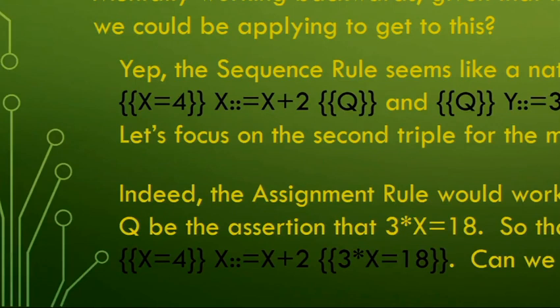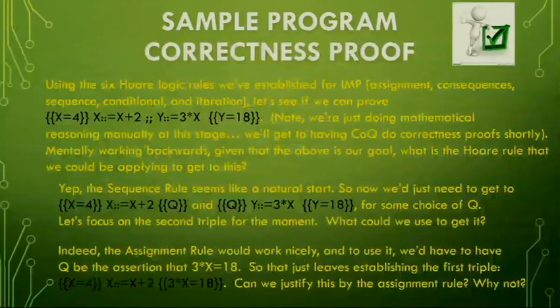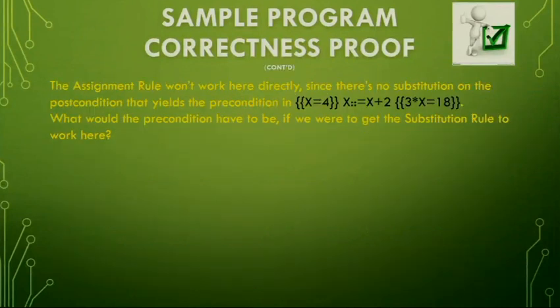Now remember, the assignment rule says we do a direct substitution in our postcondition, and we get the precondition. And that actual assignment has to be this thing right here. So you have to be replacing this with this. Unfortunately, we don't have that because these formulas are completely different. This has an 18, this has a 4. So there's no way to get an assignment to work directly, because there's not a direct substitution.